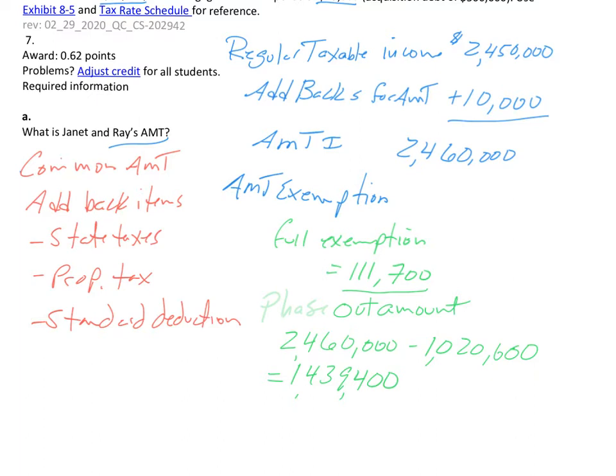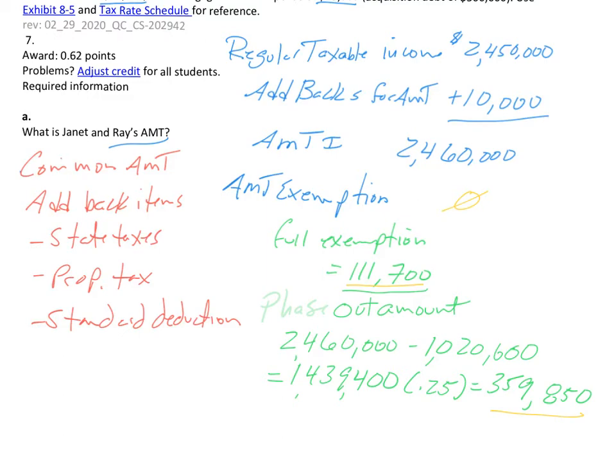And remember that our phase out is 25 cents on the dollar. So multiply that by 0.25. So that gives us a phase-out amount of $359,850. All right. Now we need to look at this amount, because what do we notice? That is larger than our full exemption amount. So what that means is they've lost their AMT exemption. They get no AMT exemption. Okay. They're completely phased out due to how high their income is.